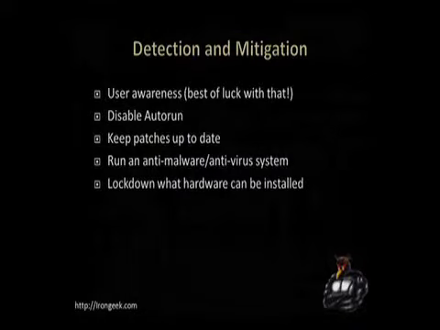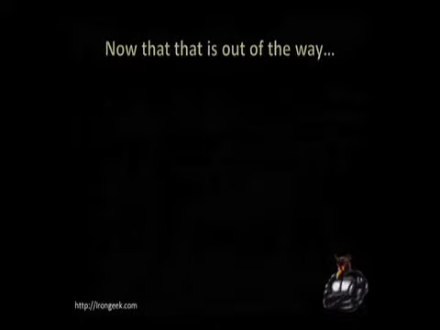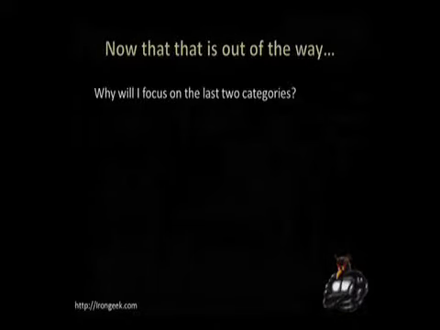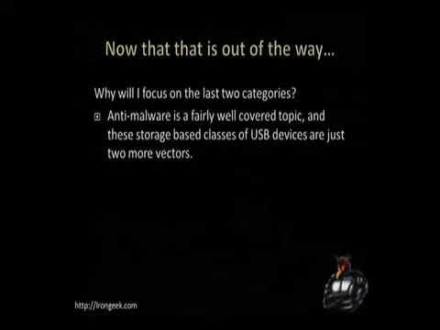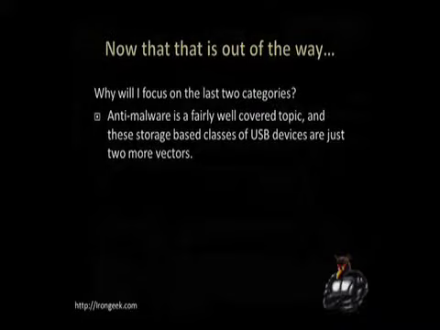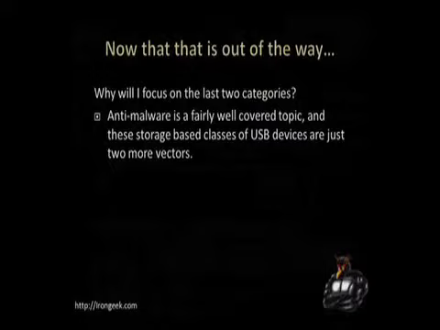And finally, locking down the hardware that can be installed. Now, those two other ways, why am I going to focus on the last two categories? Well, first of all, anti-malware is relatively understood. I mean, there's some people who say that antivirus is pretty much dead because of so many ways that people have bypassed them, and writing your own custom code will largely do it, and some of them are really, let's say, buggy to say the best, and annoying to run.